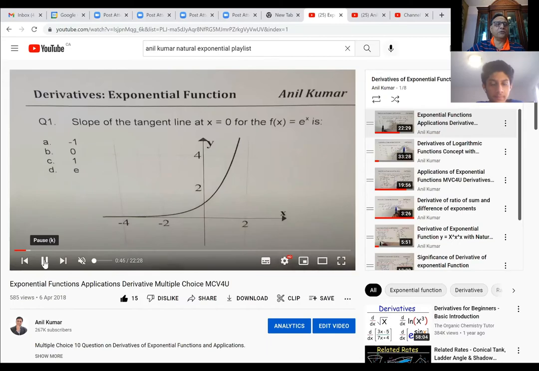Question one for you. Can you please read and answer the question? Yes, sir. The slope of the tangent line at x equals 0 for the function e to the x is 1. Correct. E to the power of 0, which is 1. Correct.